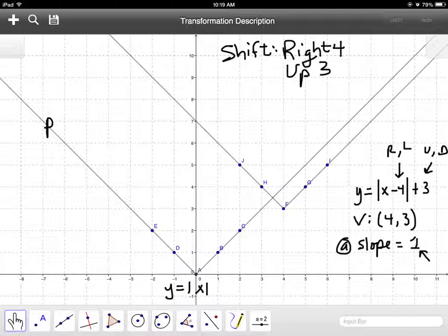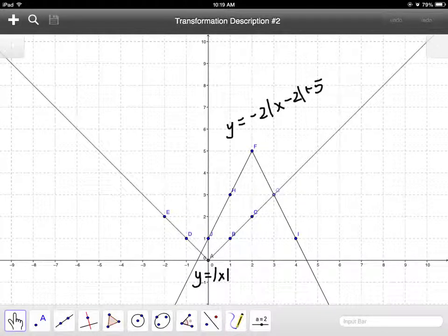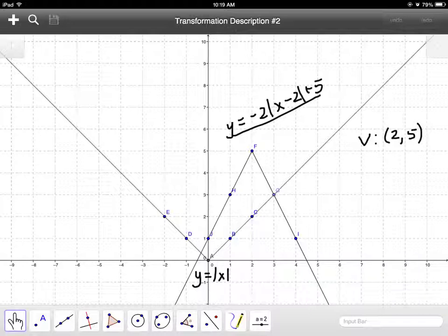Okay. All right, now one example here quickly, and you'll notice this one's a little bit different. Again, I have the parent function here. This guy right here is the parent function, y equals the absolute value of x. And then I have another equation, y equals -2 times the absolute value of x minus 2, plus 5. Let's talk about this equation. The vertex is at the ordered pair (2, 5), and a, or the slope, is -2, or -2/1.